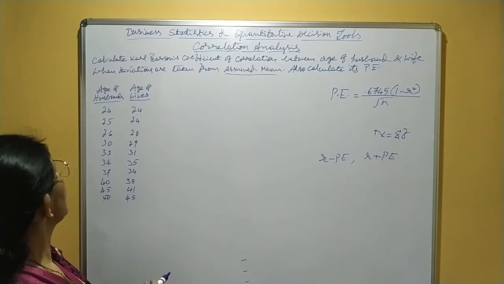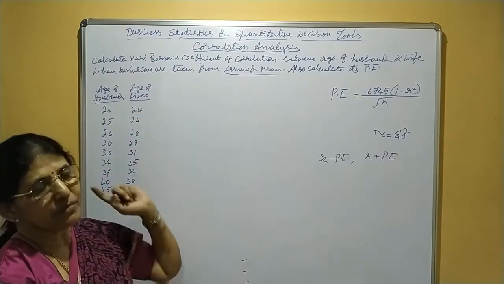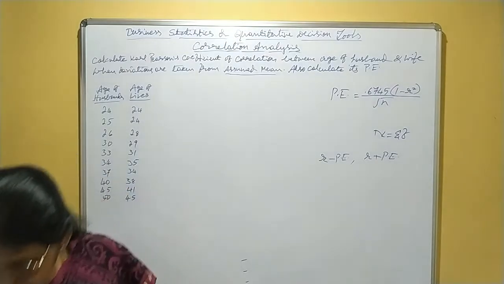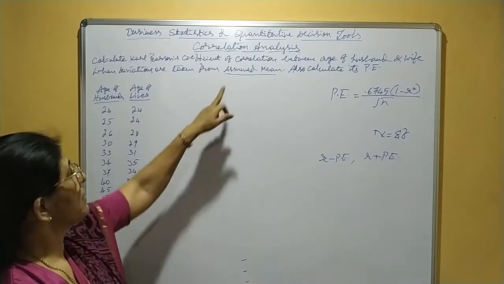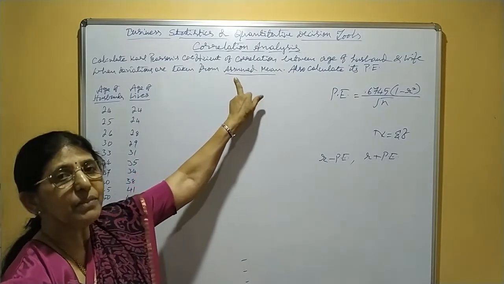Now let us take the problem. Calculate Carl Pearson's coefficient of correlation. First let us calculate Carl Pearson's coefficient of correlation. Here there is an instruction: when deviations are taken from assumed mean.